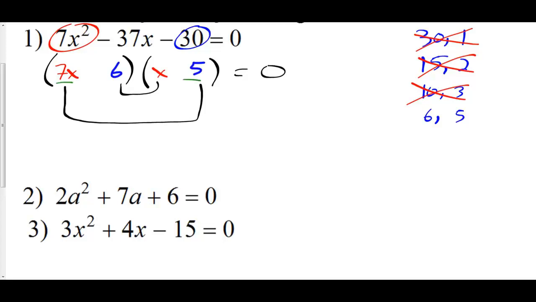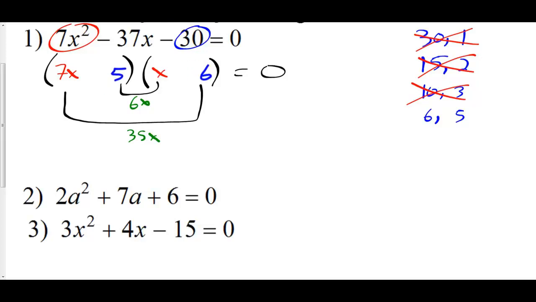So 6 and 5. If I do the insides, I get 6x. If I do the outsides, I get 35x. I need 37x. That's not going to work. So that's going to be 41x, or subtract to 29x or something.